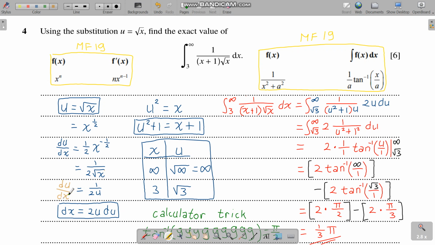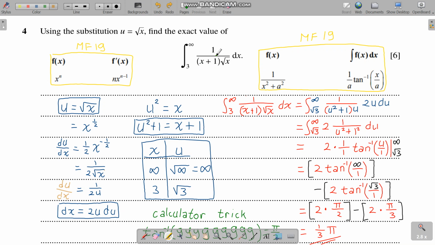And if we rearrange here, so this is again du dx. If we just cross multiply, dx equals 2u du. We're going to use this also to replace the dx. Now we're going to need to replace x plus 1 here. So if u is root x, u squared would be x. And if we add 1, we get x plus 1 equals u squared plus 1. We're going to have to replace x plus 1 here with u squared plus 1.